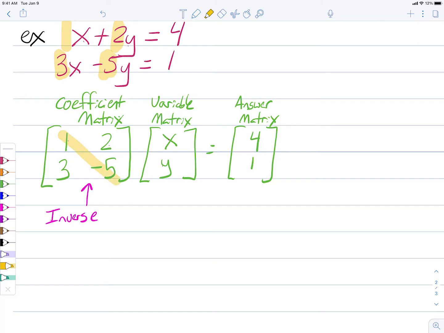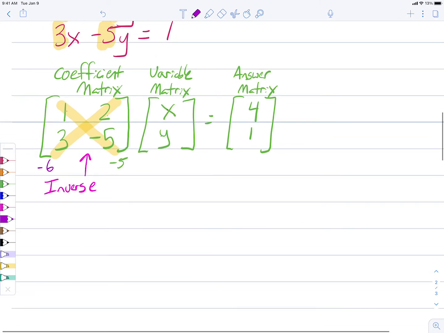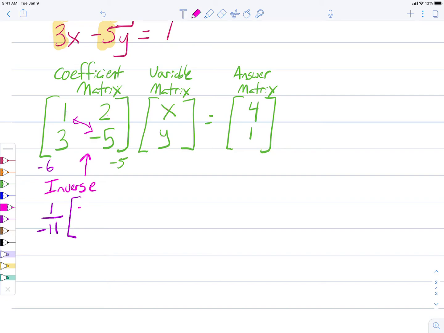So 1 times -5 is -5, and 3 times 2 is 6, but that's our negative because that is the negative direction of our diagonal. So our determinant is -11. So I'm going to have 1 over -11 as my determinant. Then for my inverse, I'm going to switch these two. So I'm going to put the -5 up here and the 1 down there.